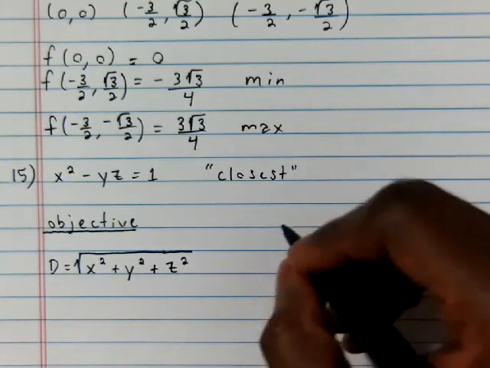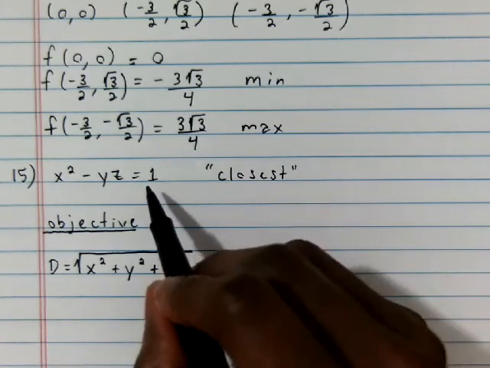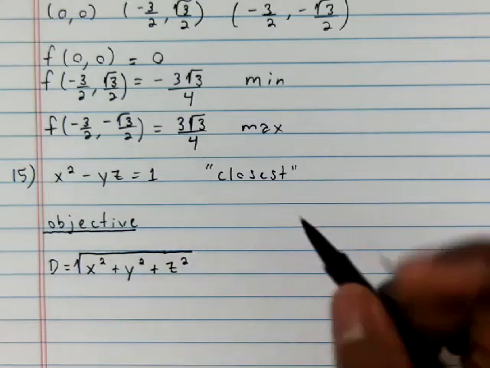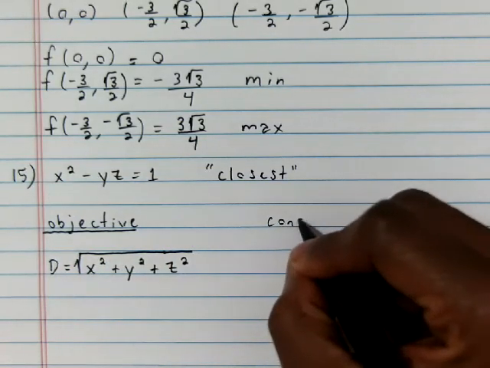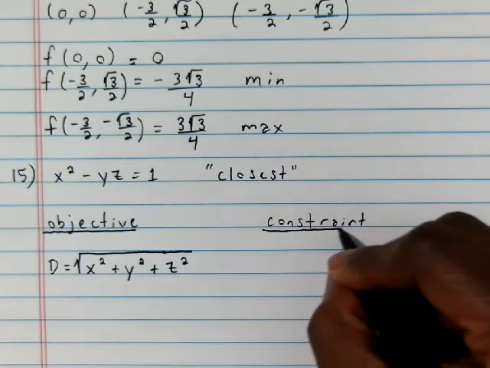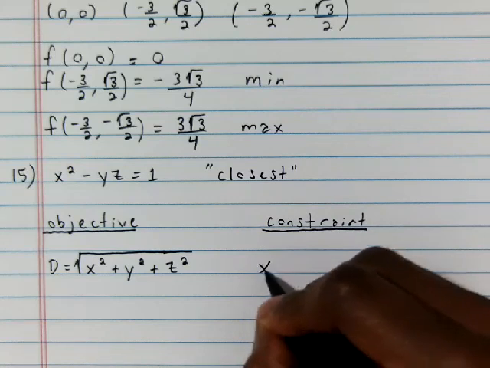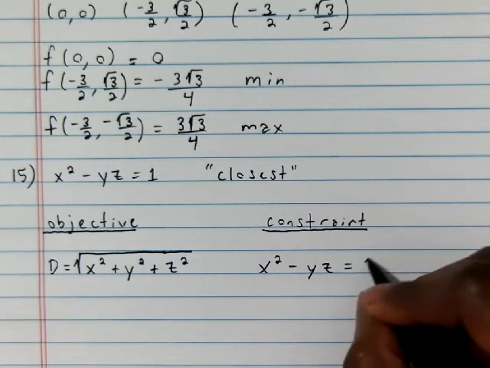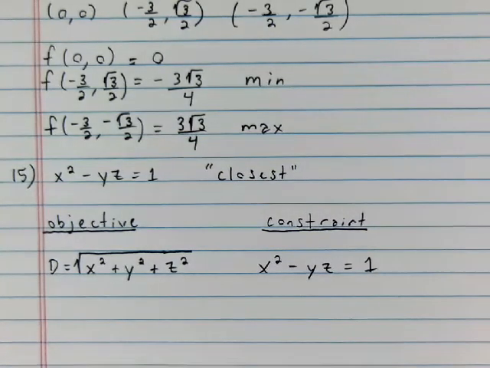And then our constraint is that these points x, y, and z have to be on this surface. So the constraint is that x squared minus yz has to be equal to 1.